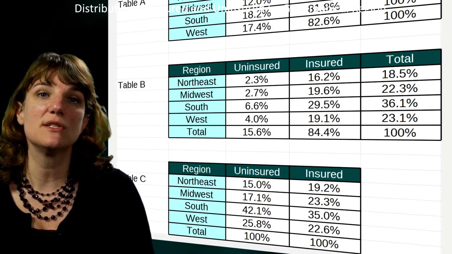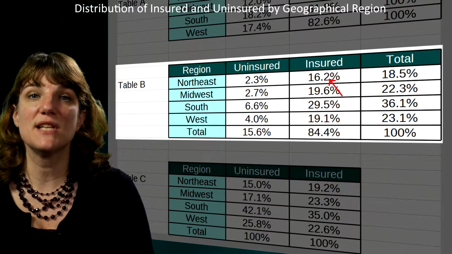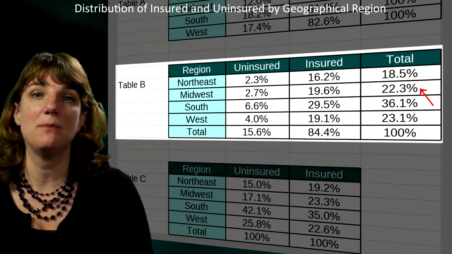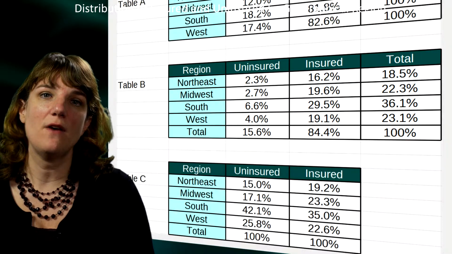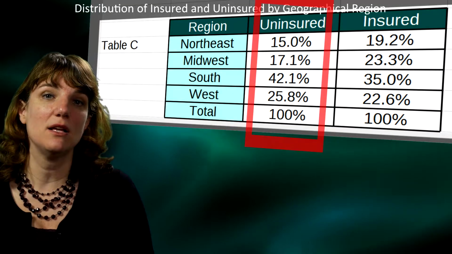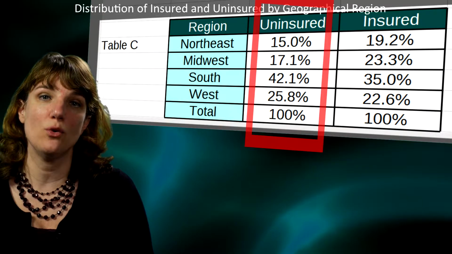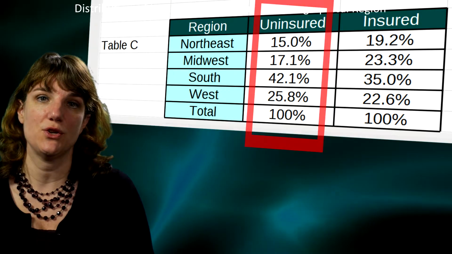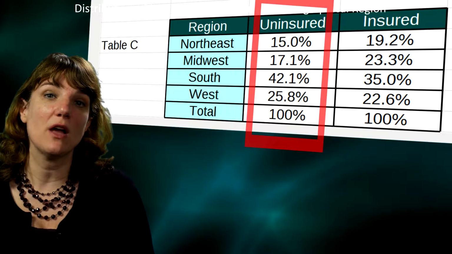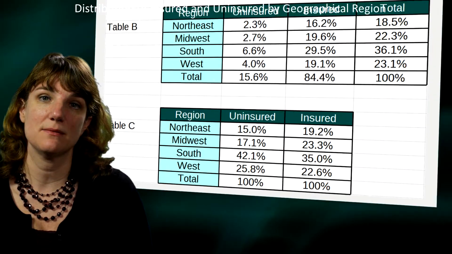Table B includes the total percent of observations in each cell. Here, the percentages in each row and column add up to 100%. Finally, Table C shows column percentages. Each cell includes the percent of observations within column, that is, within groups, either insured or uninsured. Adding down the columns gives us 100% of observations by insurance status.